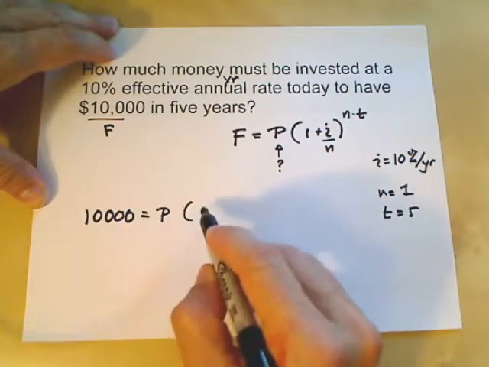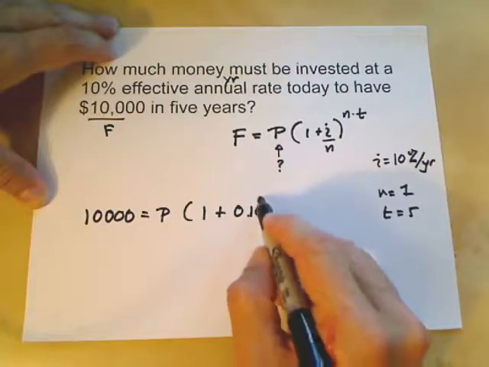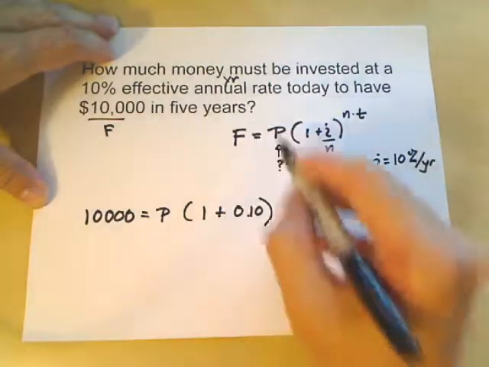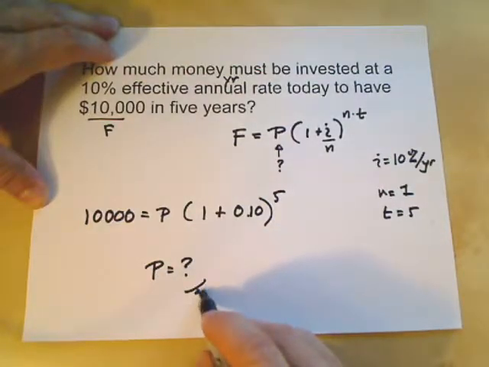10,000 equals P times (1 plus 0.10) raised to the 5. Put your answer in the comments.